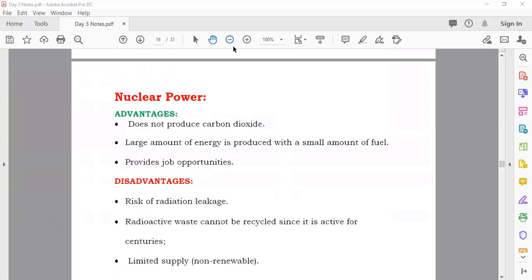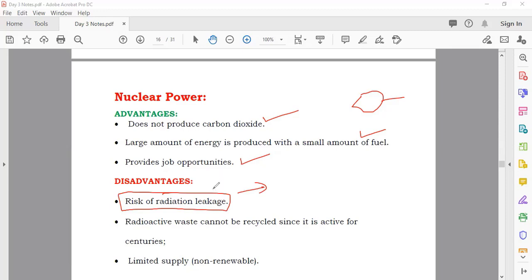Yes. Okay. After that, you have nuclear power. This is when you use uranium. Advantages: does not produce carbon dioxide. Yes, no emission. A large amount of energy is produced with a small amount of fuel. Yes, if you use a small amount of uranium, you can produce a large amount of heat. Job opportunities are also produced. But there is a disadvantage: high risk of radiation. If radiation comes out, it can disturb everything, especially the people.